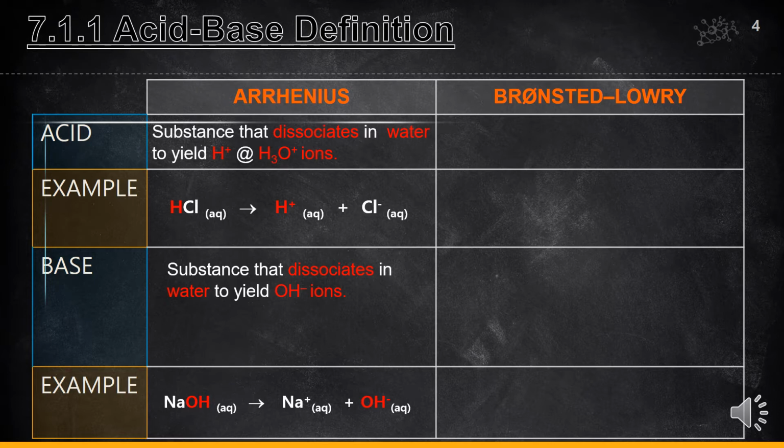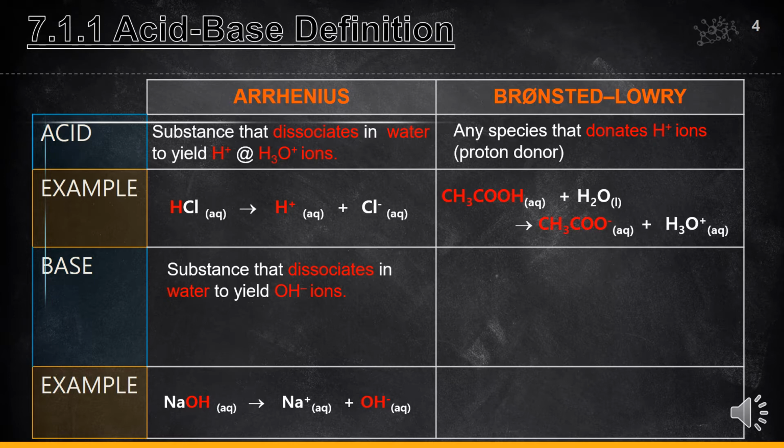Referring to Bronsted-Lowry, acid is any species that will donate the proton H+ ion. For example, the acetic acid will donate the proton H+ to water molecule and form the acetate ion CH3COO-. So, acetic acid as a proton donor is an acid.